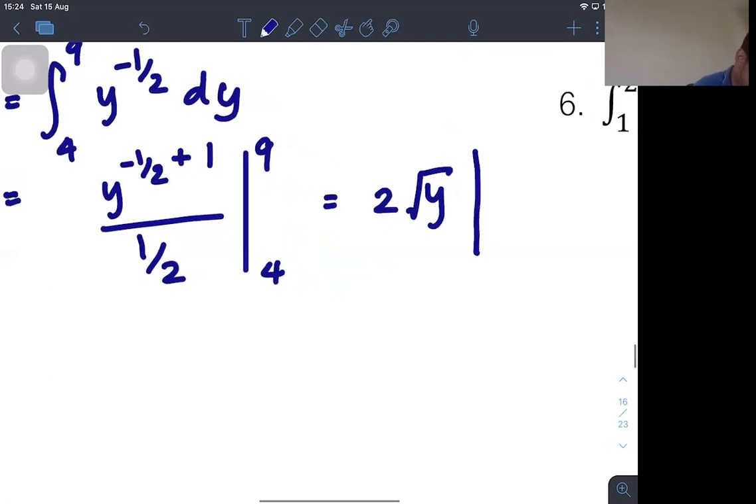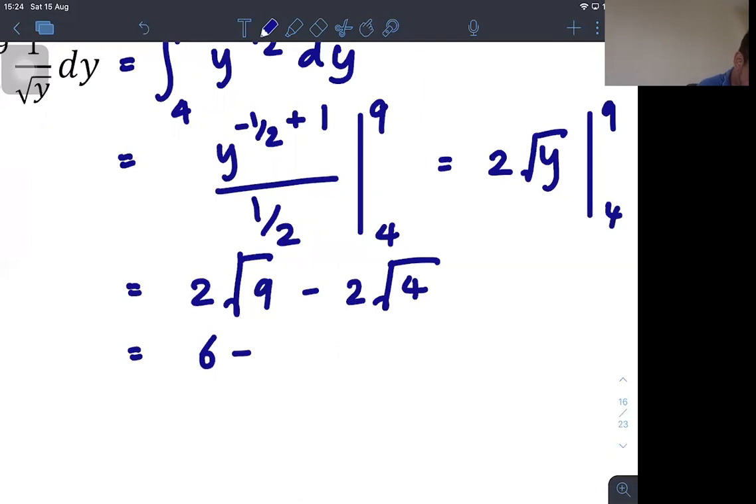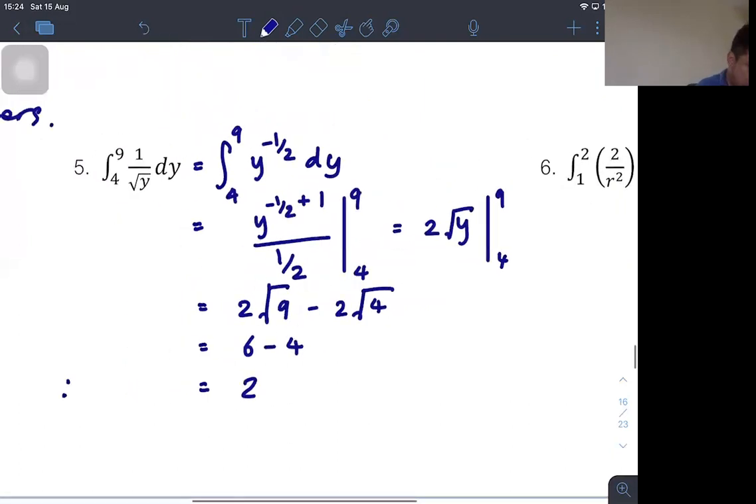And then we evaluate this from 9 to 4. So it's 2 times the square root of 9 minus 2 times the square root of 4. So that would be 6 minus 4, yeah, 6 minus 4, and our answer is 2. So the answer of this integration is 2.